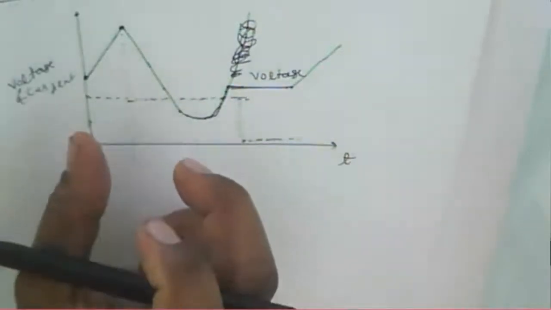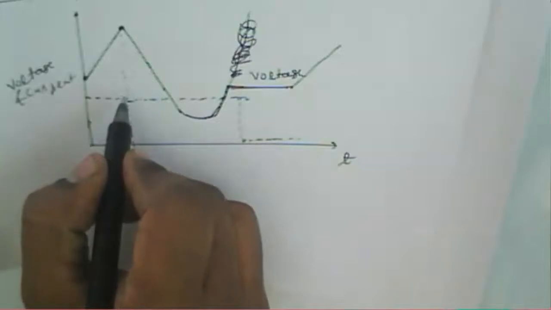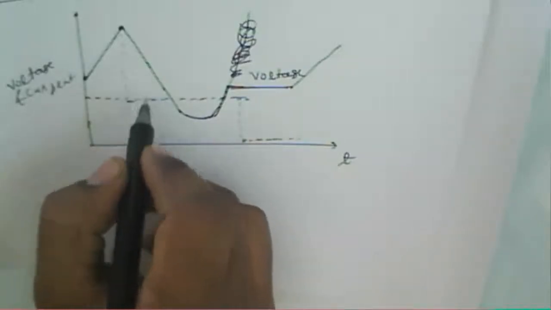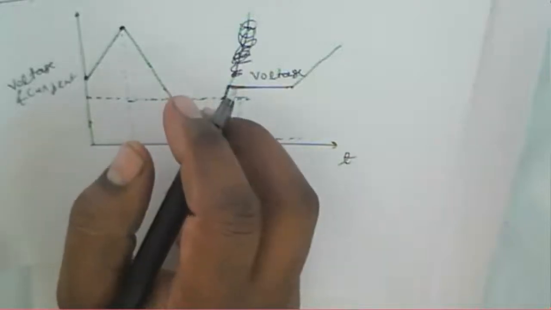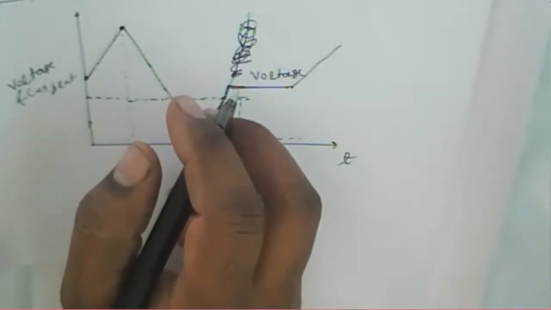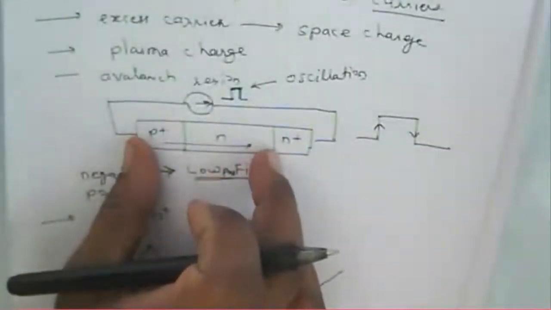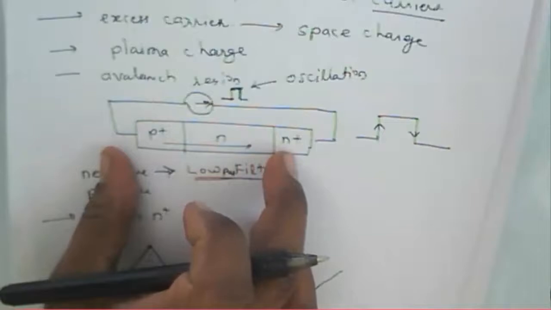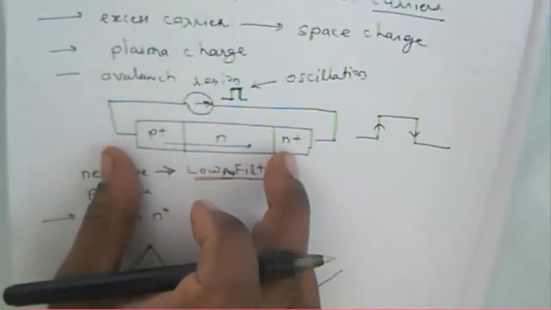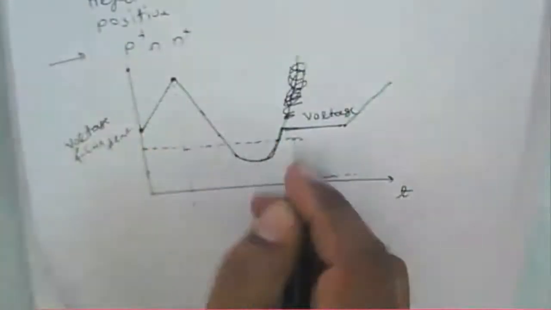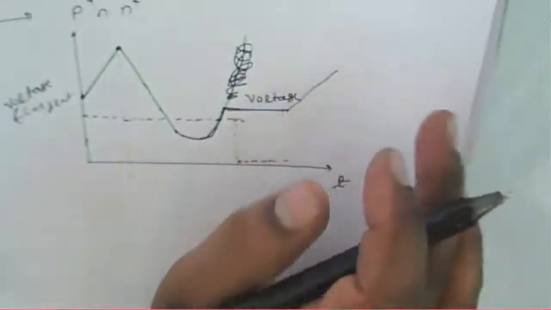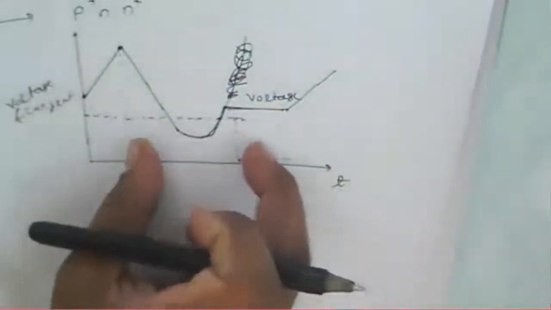Even as the voltage starts to decrease, a plasma of electrons and holes is created in that region. This plasma of electrons and holes is created in the depletion region of your diode, and the field is further depressed. The field decreases again.